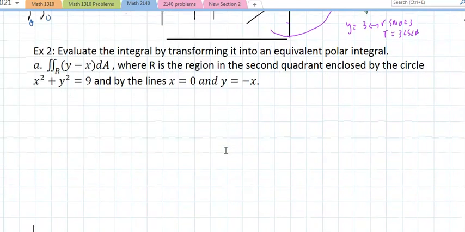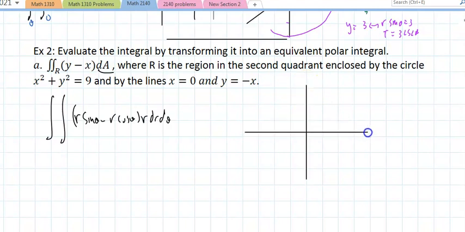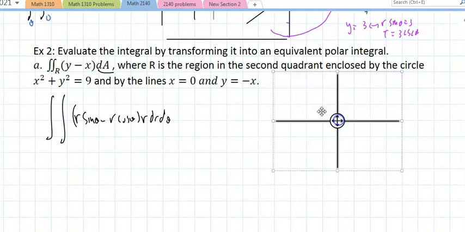Evaluate the integral by transforming it into equivalent polar. I have a few examples. A, you want to figure out the double integral. Y is r sine of theta, before you forget, x is r cosine of theta. dA is r dr d theta. And how does that work? What's the region? So the problem is really trig. Can you sketch the graph of that? The calculus is simple once you get that.